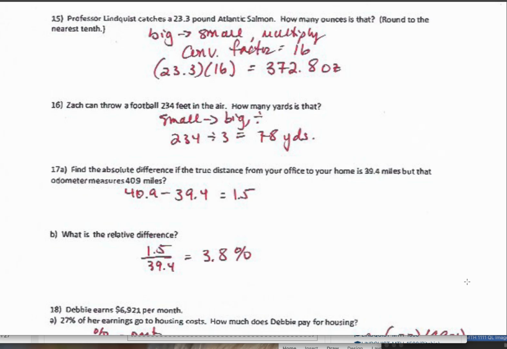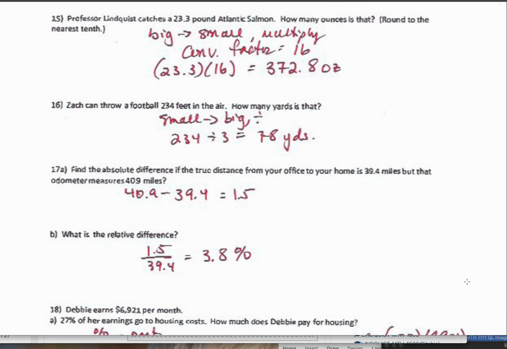Next, number 16, Zach can throw a football 234 feet in the air. How many yards is that? Now I'm going from small to big. And if I go from small to big, I'm going to divide. 234 divided by 3, because that conversion factor is 3 feet in a yard, is 78 yards.